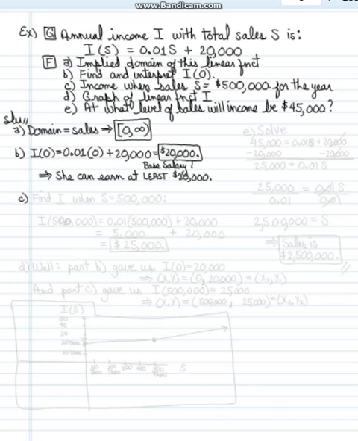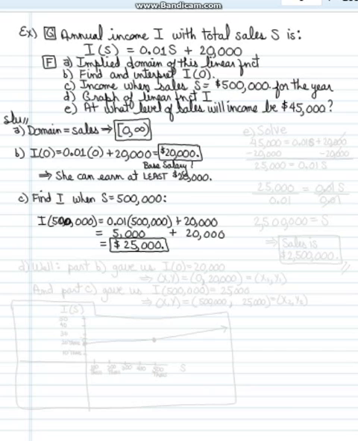Okay, part C. What is the income when the sales are equal to $500,000? When S is equal to 500,000, we want to find I. In other words, we're looking for I of 500,000. I of 500,000 is equal to 0.01 times 500,000 plus 20,000. That's 5,000 plus 20,000, which is equal to $25,000.